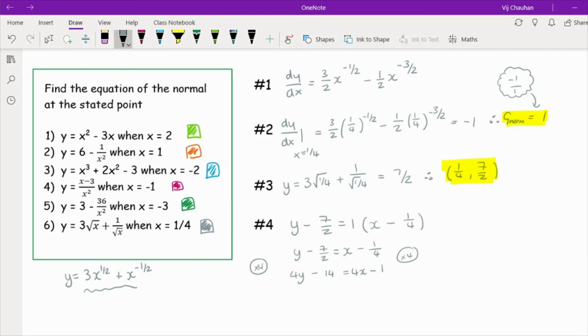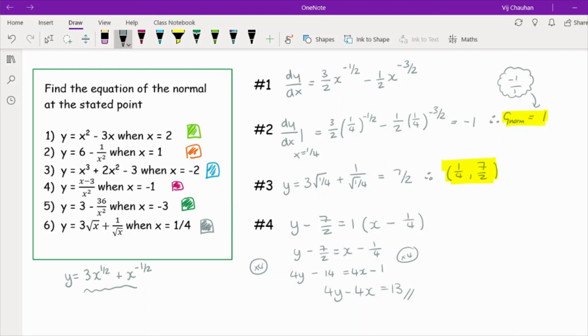And now you can see I've eliminated all use of fractions, so all I need to do now is make this a little bit easier on the eye. So I'm going to stick all my letters on one side, stick my constant on the other, and there is your final answer.